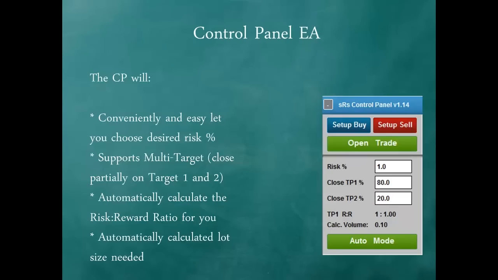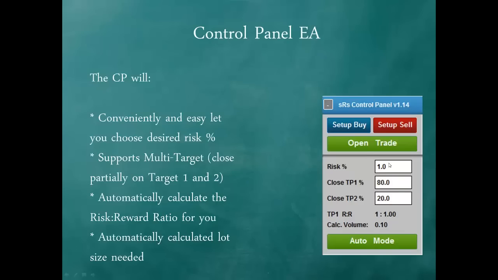The control panel, CP, this is the shortcut, okay? Don't think, oh, what is the CP? Vlad didn't mention that. CP is control panel, okay? Don't attack me by emails afterwards, asking what is this CP. CP means control panel. It conveniently and easily lets you choose the desired risk, right here.